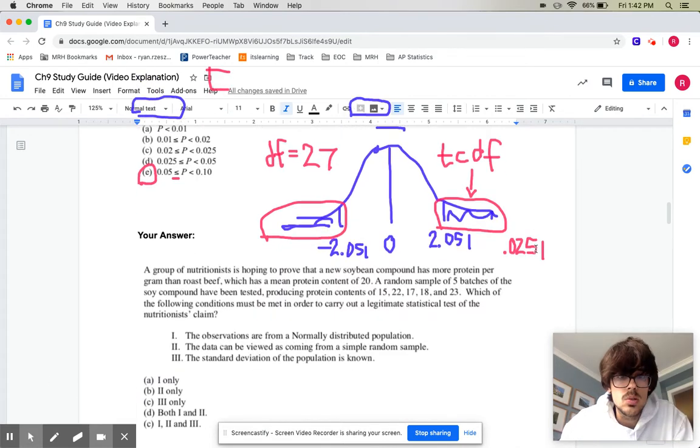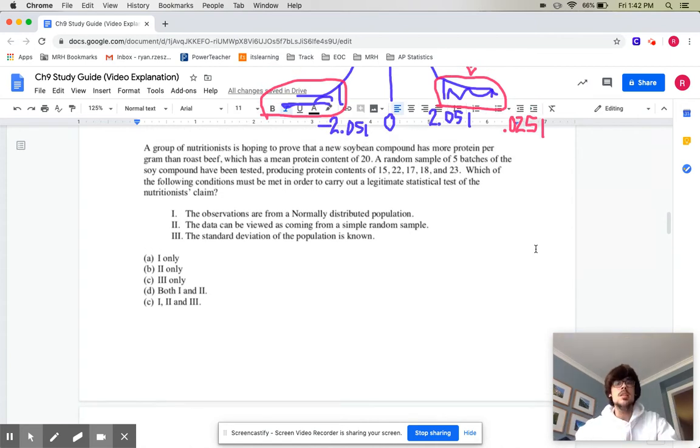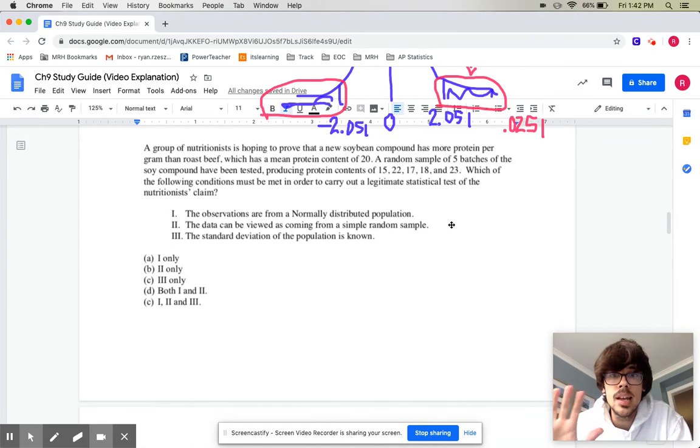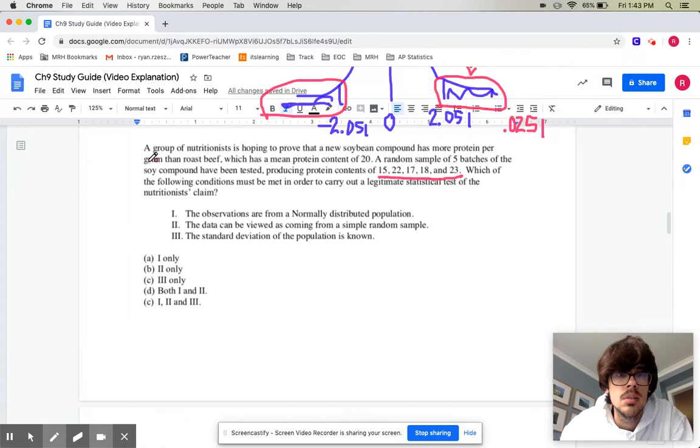Third multiple choice question is talking a little bit about conditions. We have yet another mean problem here. In this problem, we took a sample of size 5. So we have 5 soybean plants, and we're measuring their protein compared to beef. Those are our data points. They want to know which of these conditions we have to satisfy in order to actually be able to carry out a test like we learned about in this class.